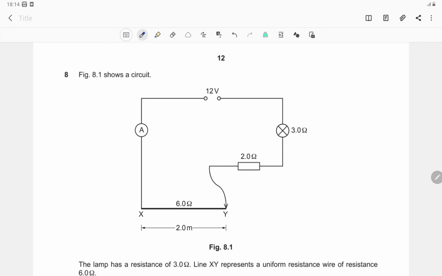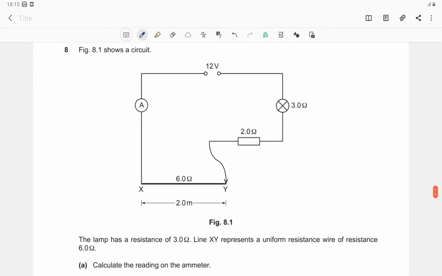Question 8 from the topic electricity. Figure 8.1 shows a circuit. The lamp has a resistance 3 ohm. Line XY represents uniform resistance wire of resistance 6 ohm. So here this line XY is shown, which is a uniform resistance wire of total length 2 meter and a resistance of total 6 ohm.